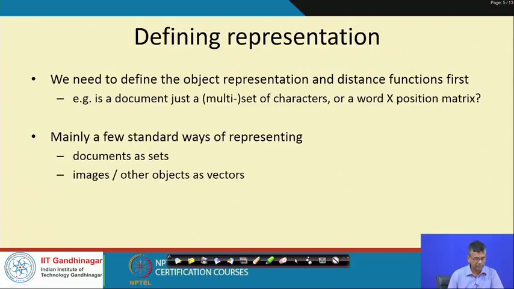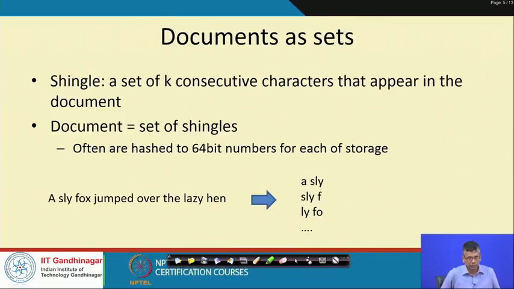But once you do this, we will represent the document as a set. These will basically be the two standard representations that we use, either a set or a vector, and either the vector will be normalized or it will not be, and the distance function that we use might depend on whether the vector is normalized or not. So, let us go towards representing documents as sets.